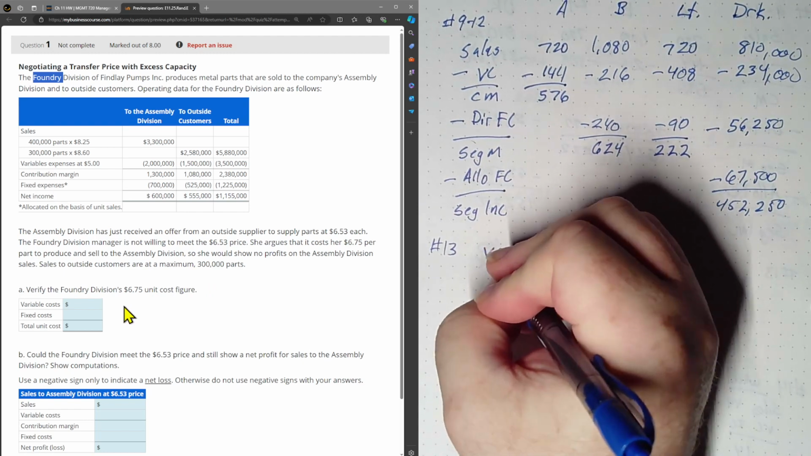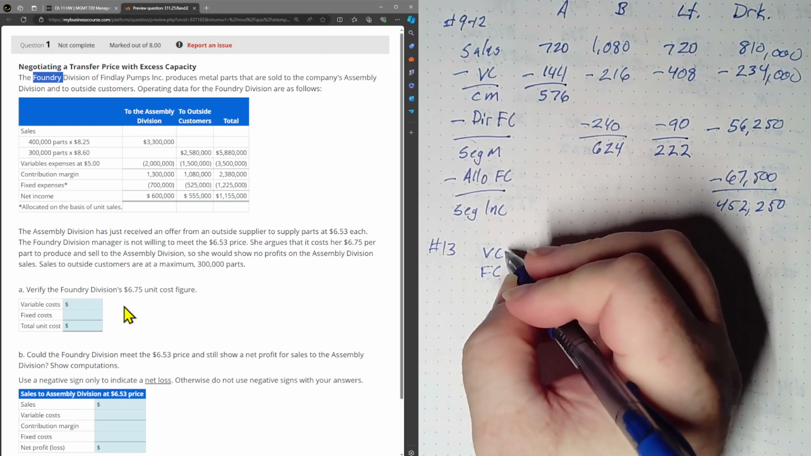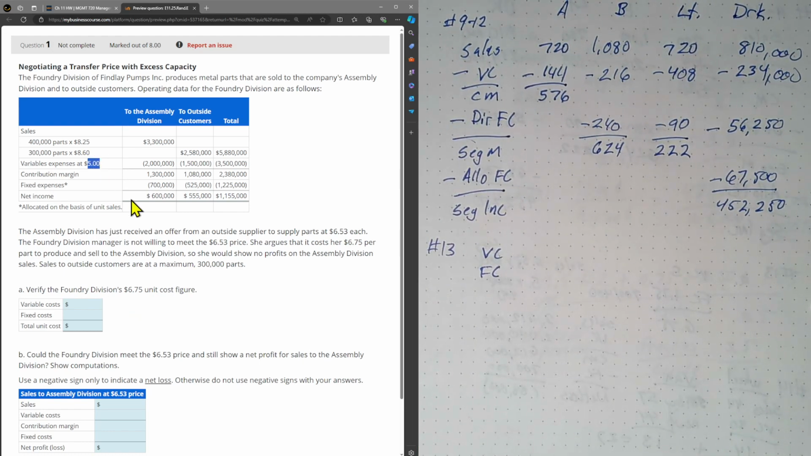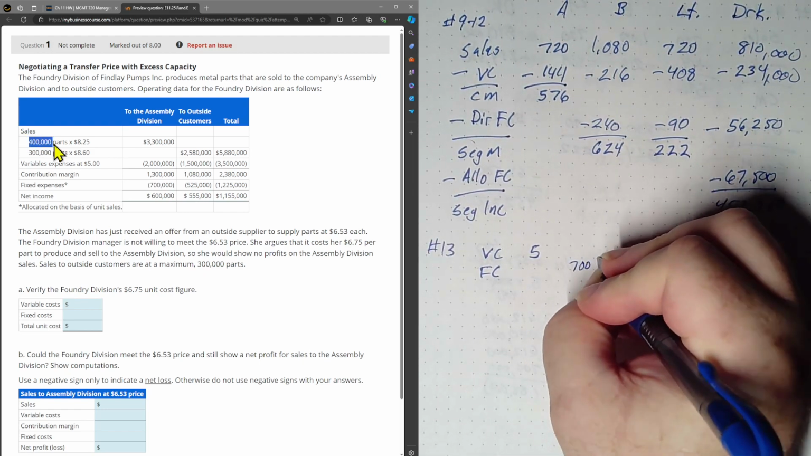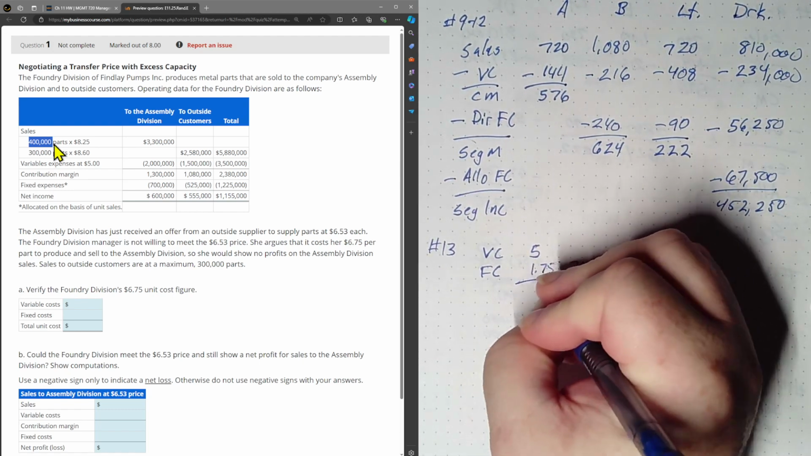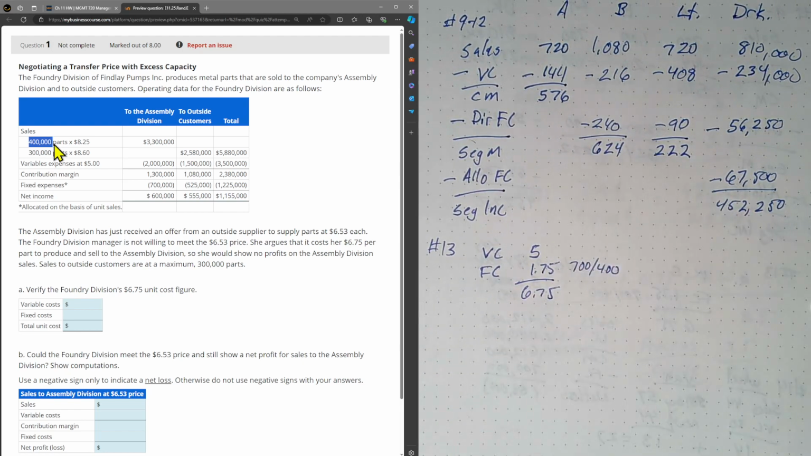Okay, so the per unit costs are variable cost per unit and fixed cost per unit. They actually give us the variable cost per unit right here, $5. And the fixed costs are going to be, well, here are the total fixed costs, and the maximum that we're going to sell to, or the amount that we're selling internally is $400,000. So we would take $700,000 in fixed cost divided by $400,000, and that's going to give us $1.75. So that would be per unit cost of $675. Verify. Okay, so that's verified.